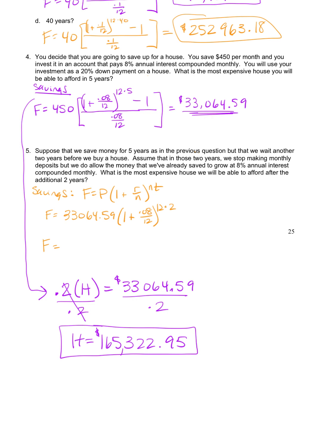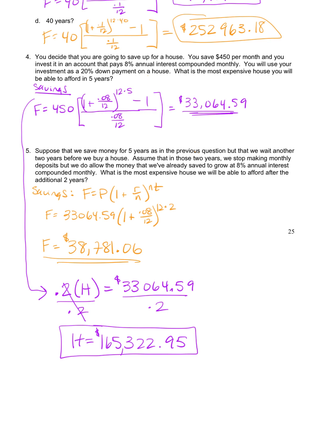So have my calculator do this. 0.08 divided by 12 plus 1 raised to the 24 times $33,064.59. And now I have $38,781.06.